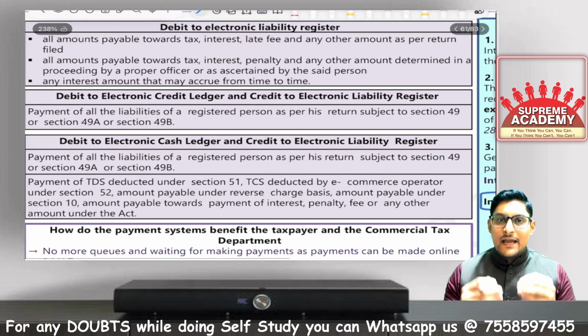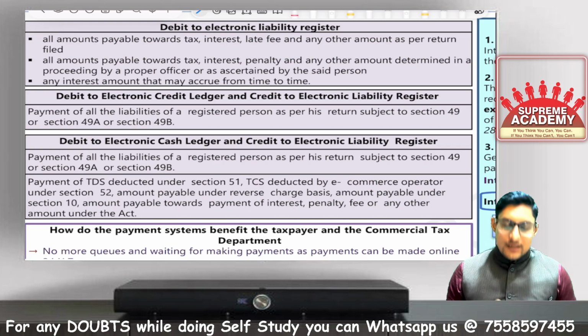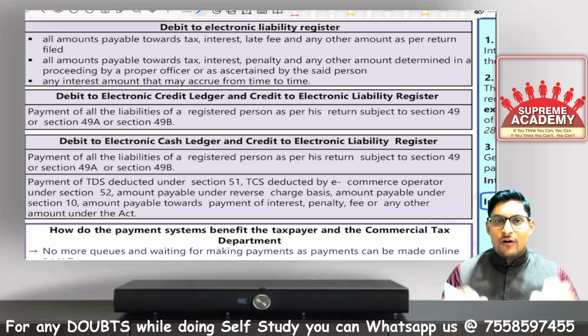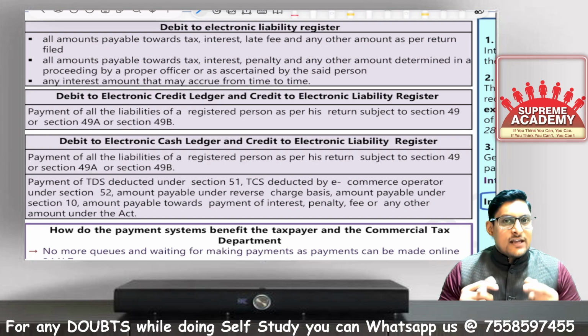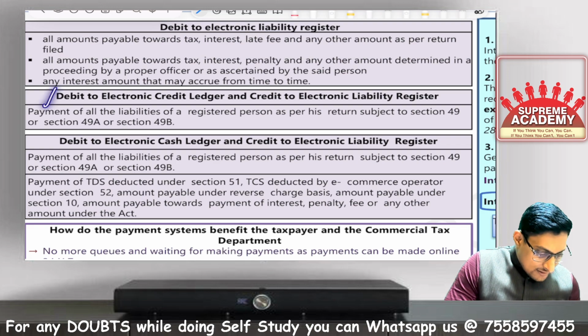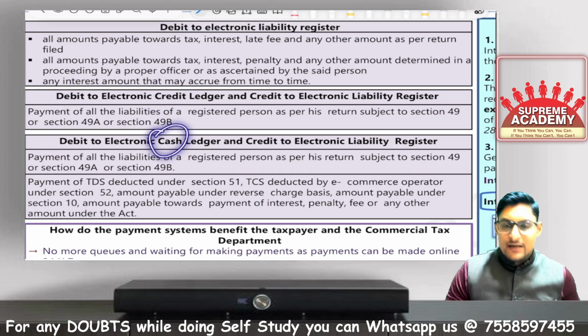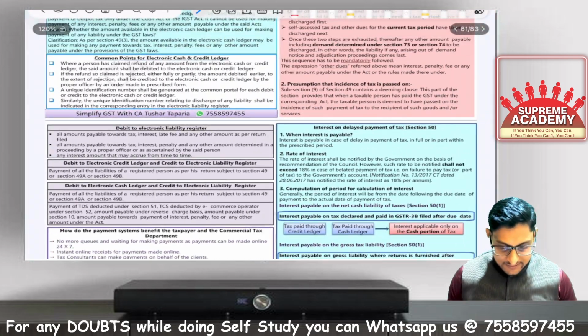Now, when you pay off the liability, you pay off the tax, previous tax, current tax, or any interest, late fee, penalty pending, then your electronic liability register is credited, and it will be observed from where you made the payment. You made the payment from the electronic credit ledger or cash ledger. Accordingly, the ledger will be debited. If you made the payment using the credit ledger, the credit ledger will be debited. If you made the payment using the cash ledger, the cash ledger will be debited. So this is all about the ledgers.